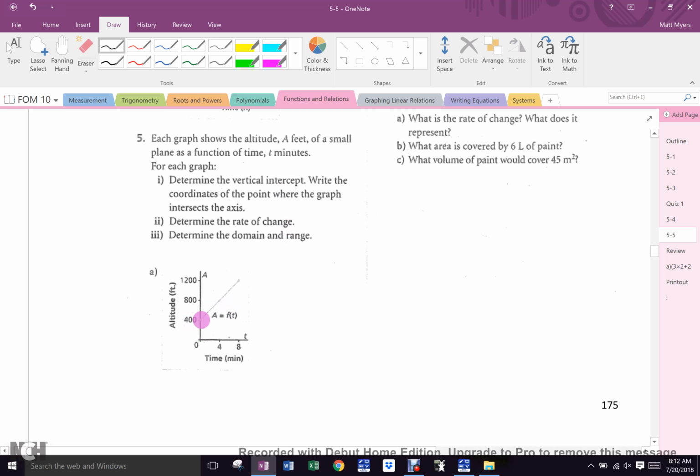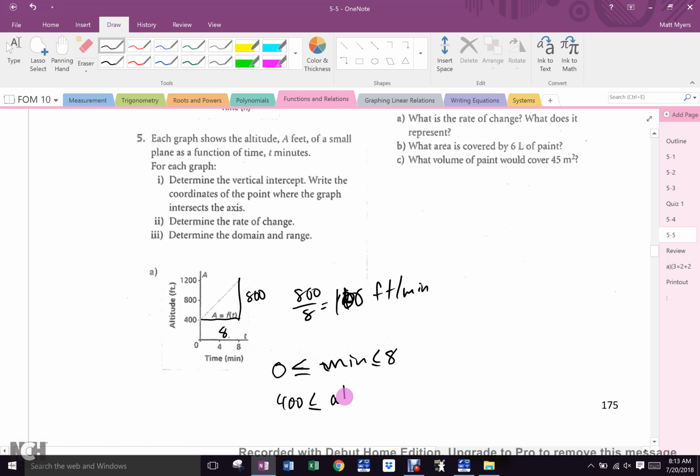Okay. So I went that way and that way. How far this way did I go? 8. How far this way did I go? From 400 to 1,200. 800. Rate of change is 800 divided by 8, which is 100 feet. 100 feet per minute. And then the domain and range, of course. Domain, 0 less than or equal to minutes, less than or equal to 8. Range, 400 less than or equal to altitude, less than or equal to 1,200.